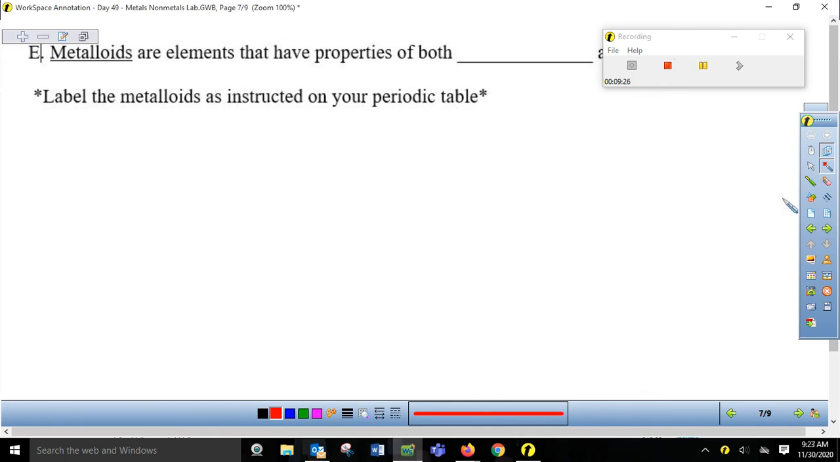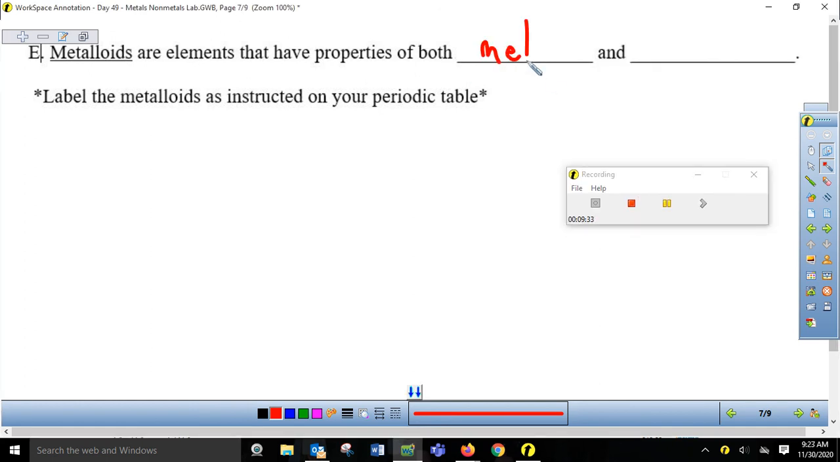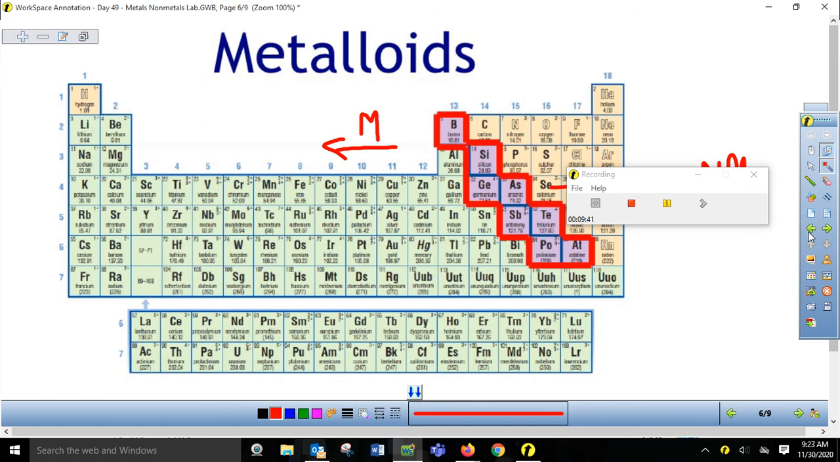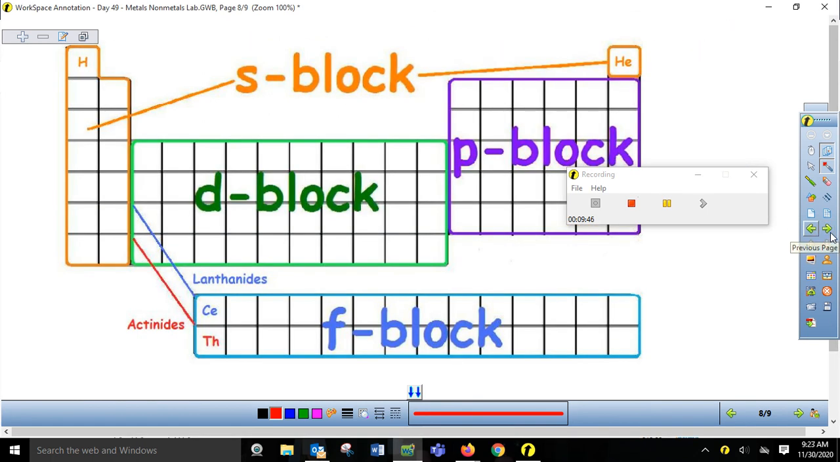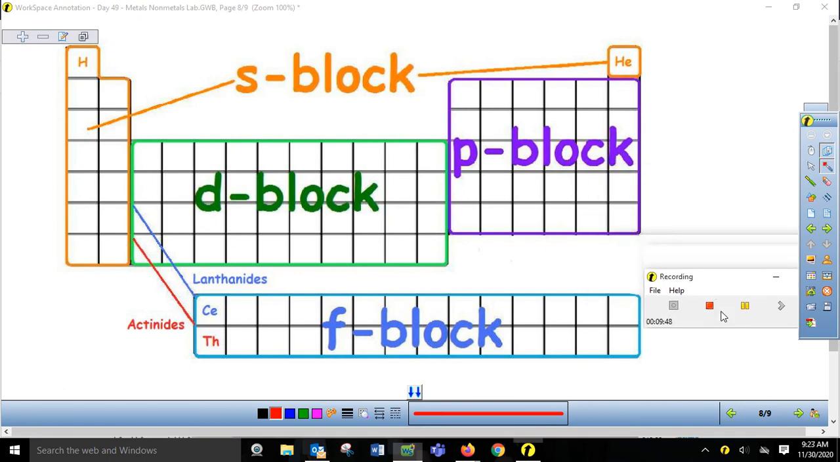So metalloids, letter E, metalloids are elements that have properties of both metals and non-metals. And you should label the metalloids on your periodic table using this image. And then lastly, the main group elements are the elements that we're going to study this unit.